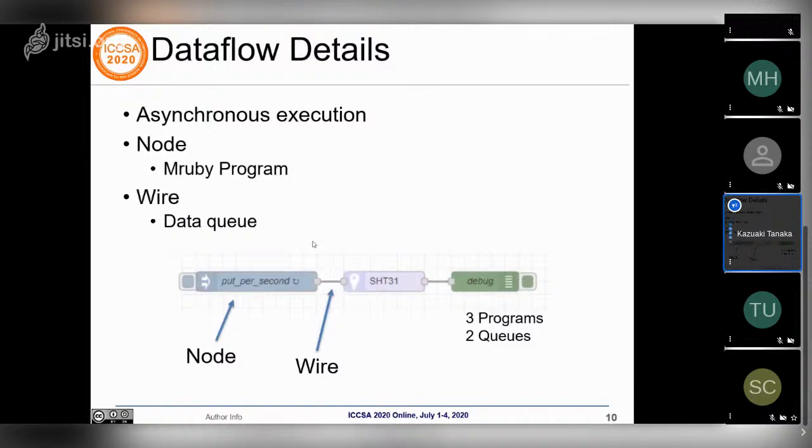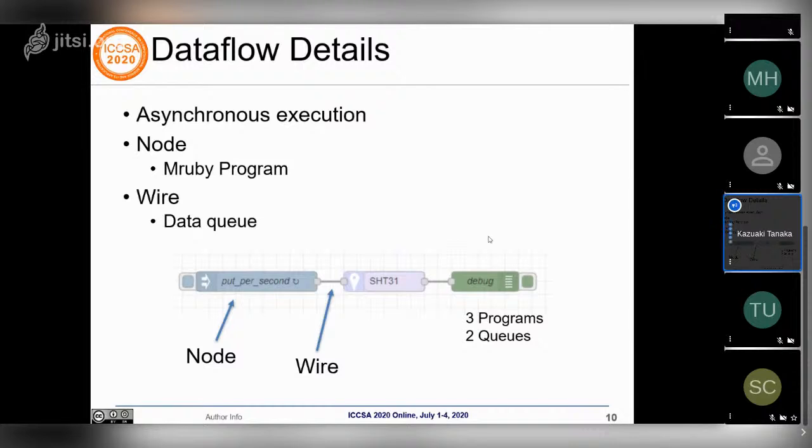The detail of converting data flow programming to mRuby/c bytecode concerns nodes and wires. A node is a sensor, data processing, or data transmission to the cloud system. A wire is a connecting wire. A node is converted to mRuby/c program code, which is very easy to understand and natural. And a wire is a queue of data, because sometimes one node gets data from several data sources. In such a case, a data queue is necessary for the wires. So in this data flow program, 3 programs and 2 queues are implemented and generated as mRuby/c code, and finally deployed to the target device.